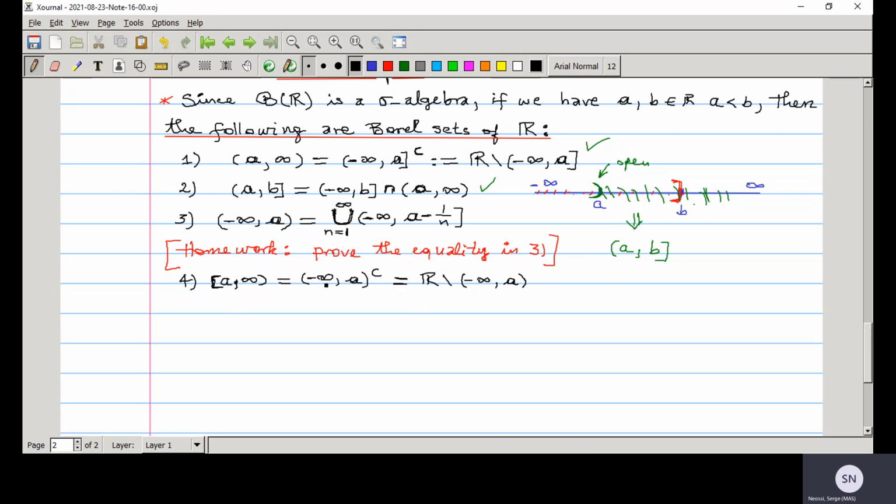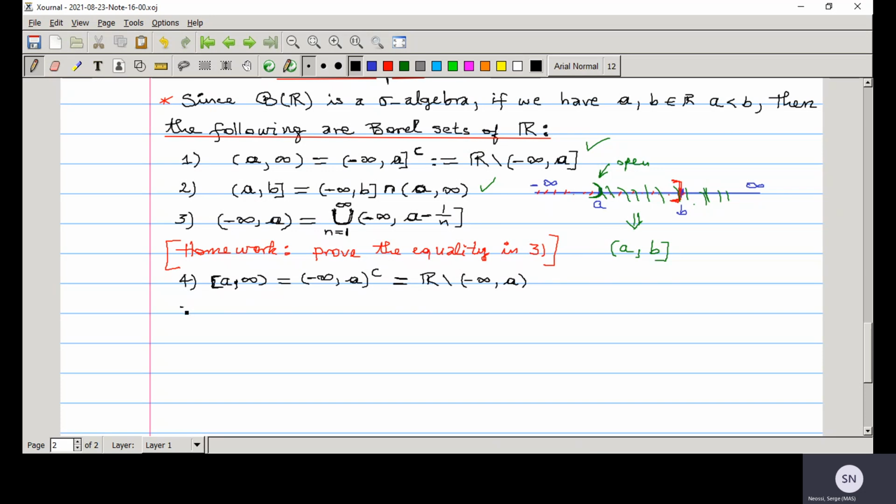You can just draw this. Draw it here from negative infinity to A. Now you open at A. If you open at A, it means that A is not there. A will be on the other side. So it will be closed at A to infinity. That's exactly what we have here.